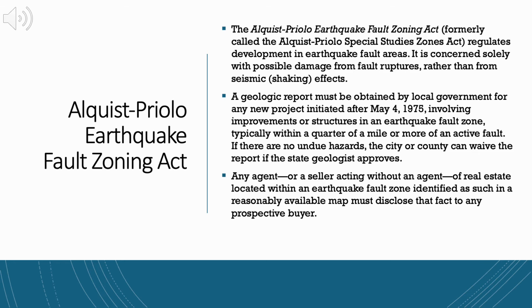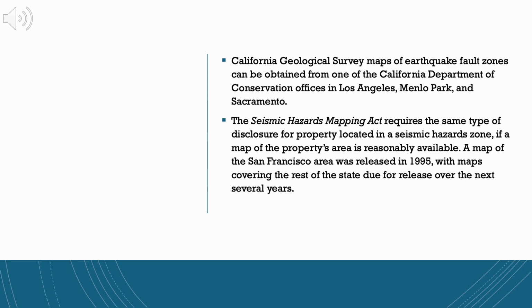If there are no undue hazards, the city or county can waive the report if the state geologist approves. Any agent, or a seller acting without an agent, of real estate located within an earthquake fault zone identified as such in a reasonably available map must disclose that fact to any prospective buyer. California Geological Survey maps of earthquake fault zones can be obtained from one of the California Department of Conservation offices in Los Angeles, Menlo Park, and Sacramento.